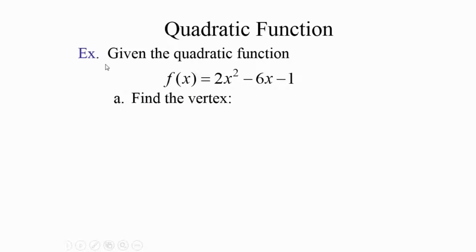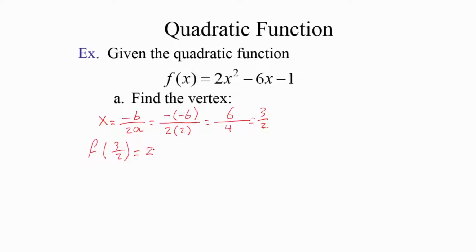So given the quadratic function f of x equals 2x squared minus 6x minus 1, find the vertex. The x value of the vertex is minus b divided by 2a, and b is referring to the coefficient of x. So minus of minus 6 divided by 2 times 2, which is the a. So that would be 6 divided by 4. That would be 3/2. This is the x value. And to find the y value, you evaluate the function at that 3/2. f of 3/2 equals 2 times 3/2 squared minus 6 times 3/2 minus 1.